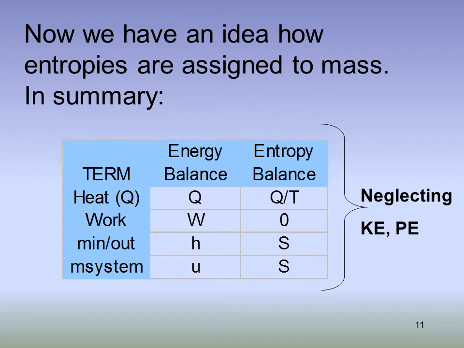And for the mass of the system, if it stays in the system, then there's no flow work to be concerned about, so in the energy balance we have U, and in the entropy balance we have just S. Of course, we're neglecting kinetic energy and potential energy at this point. Those could be added to the energy balance, but because they're mechanical energy type terms, they have the same ability to be turned into heat at infinite temperature, and they'll carry no entropy either. So if you need to add kinetic energy or potential energy, you can do so with the energy balance, but they don't belong in the entropy balance.